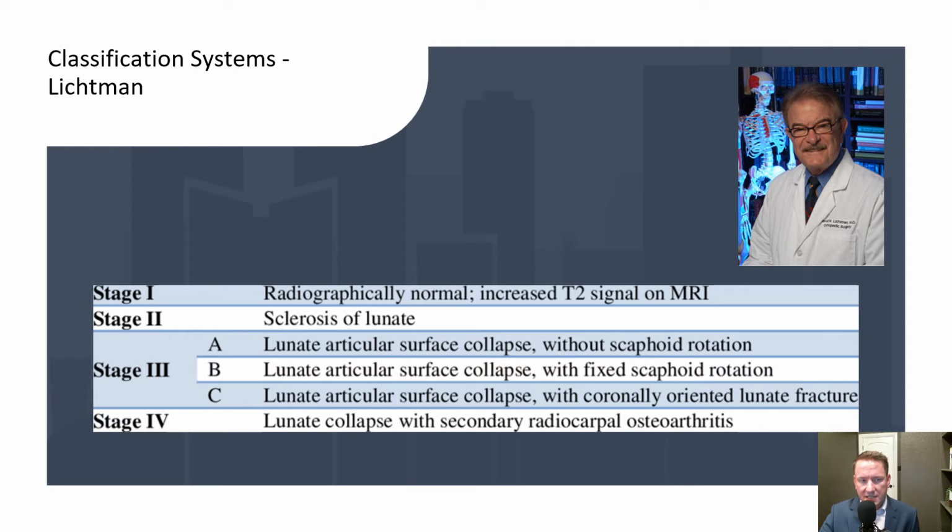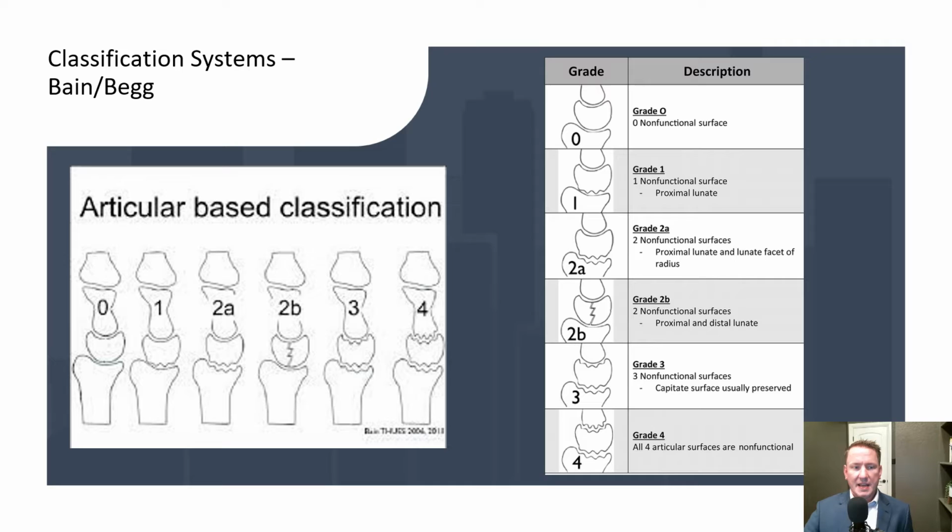The initial Lichtman classification system seen here is based on radiographic parameters seen on X-ray and MRI. Greg Bain and his team in Australia introduced an articular-based classification system based on the condition of the cartilage seen during wrist arthroscopy or on MRI. They subsequently modified this to include a treatment algorithm based on bypassing what they considered non-functional or involved articular surfaces.